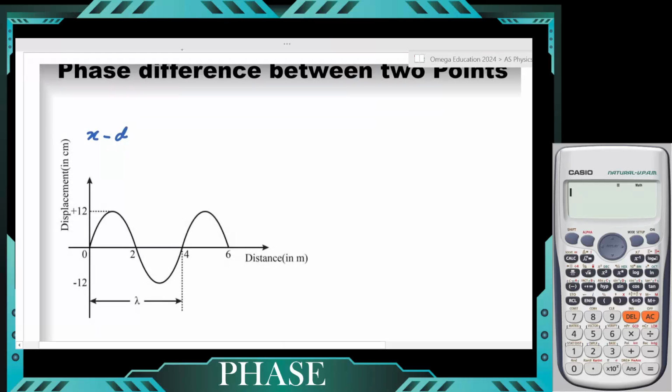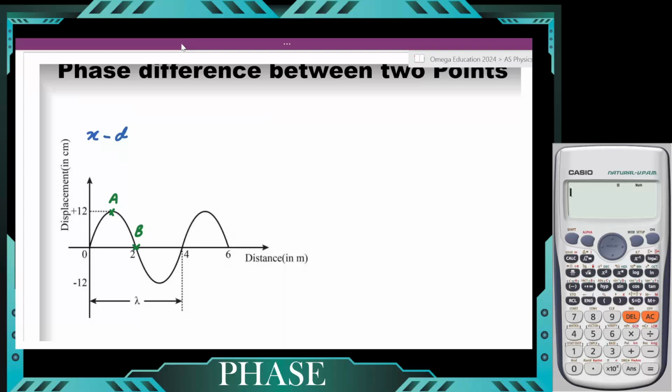So let's say they ask you to find the phase difference between the point, let's say here we have the first point A, and the point B. Phase difference between the point A and the point B. This is what we need to find. So what we're going to do is, first I'm going to use the same method. I'm going to find the phase of the point A, then I'm going to find the phase of the point B, then I can find their difference.